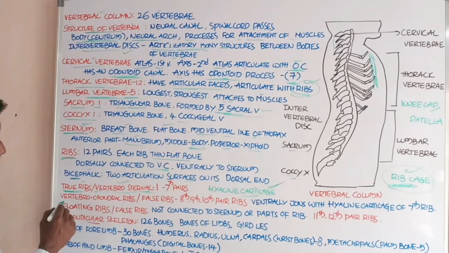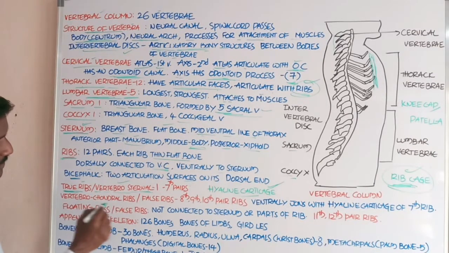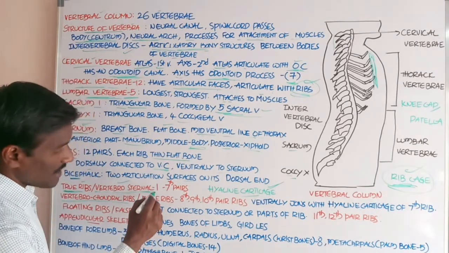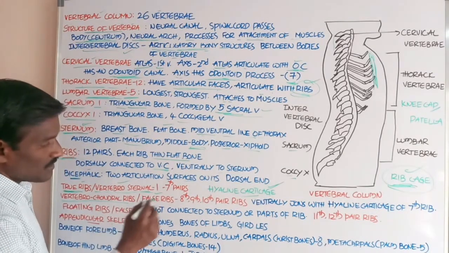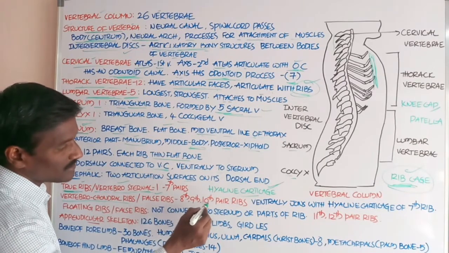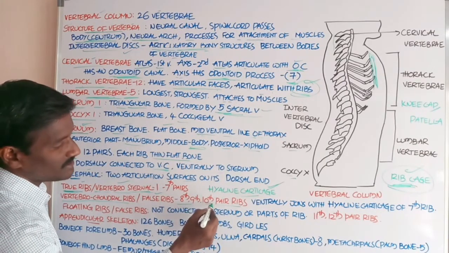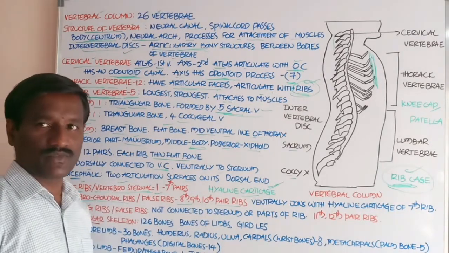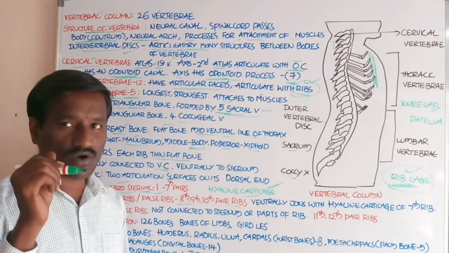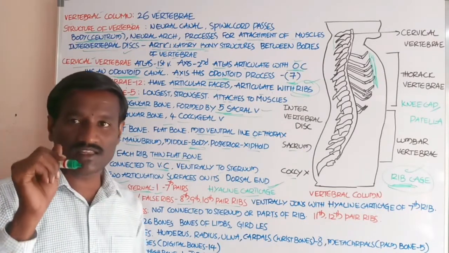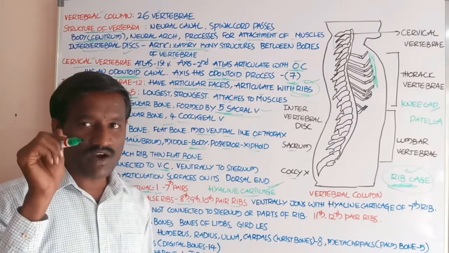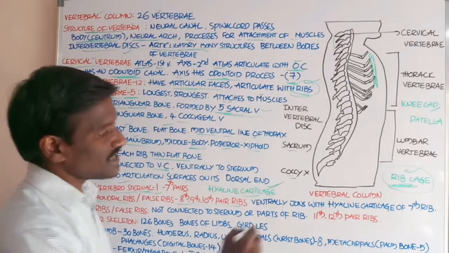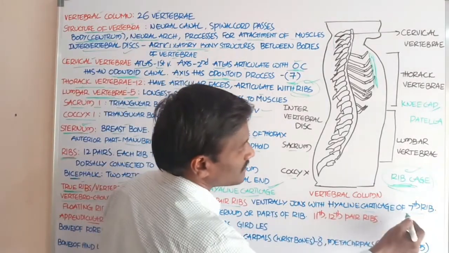Another second one is vertebrochondral ribs. These are also called false ribs. Okay, student, 8th, 9th, 10th pair ribs are called vertebrochondral ribs. Why are these vertebrochondral ribs? Dorsally these are attached to the vertebra of the vertebral column, and ventrally join with the hyaline cartilage of the seventh rib.